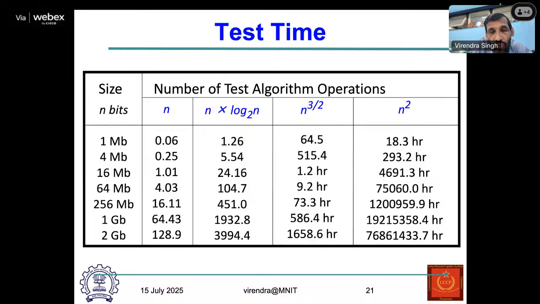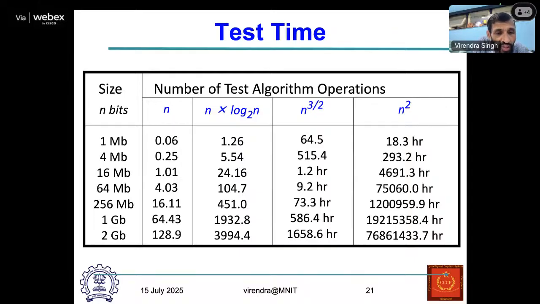If I go for n raised to the power 3 by 2, that means for every bit I need to do root n operations, so my complexity is n raised to the power 1.5. Then this becomes 64 seconds. That is still doable. Now if this is n square, then this goes to 18 hours. That is not doable, right? This is for 1 MB.